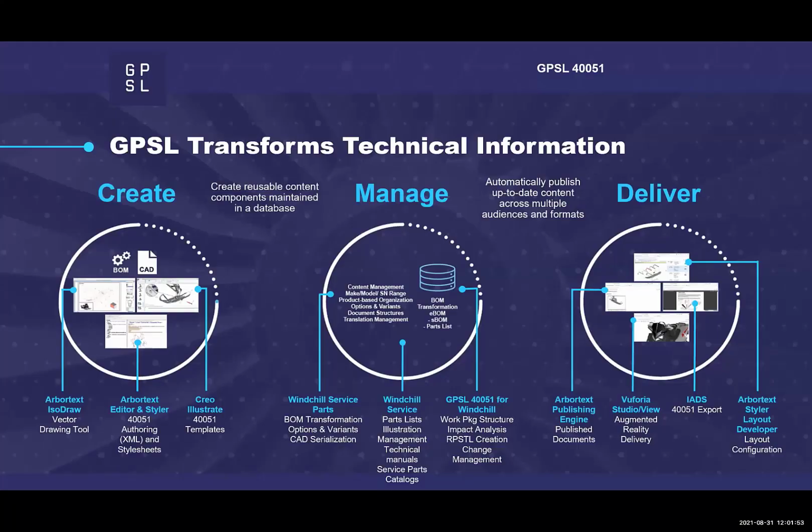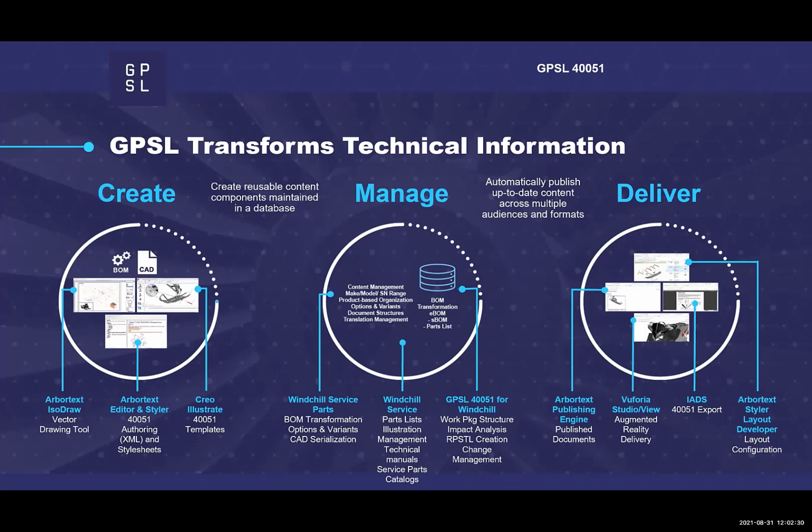Talking about technical information, especially in the context of Windchill, you're probably familiar with the create, manage, and deliver paradigm. The 40,051 module follows that same process. You're creating content: your engineering content in your CAD, your illustrations, and your XML or SGML. Then you bring it into Windchill to manage it.